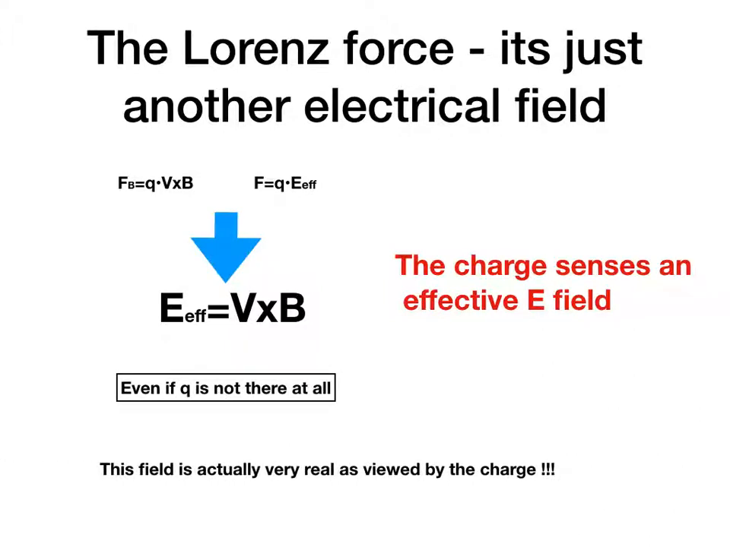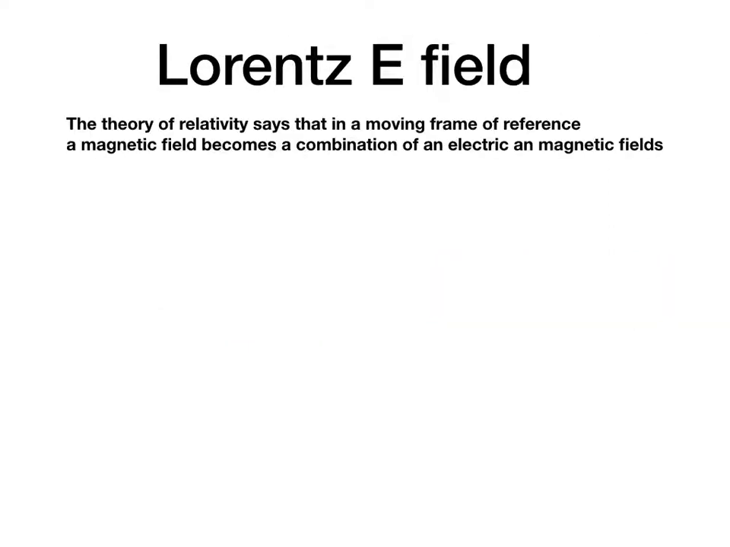Even if there's no charge and you're in some frame which is moving relative to the magnetic field, you will sense an electrical field. Of course, you will need a charge to measure this field, but the field is very real for an observer moving inside a magnetic field. The reason for this electrical field is related to Einstein's theory of relativity. It just says that if you move in a region with a magnetic field, it appears to you as a combination of an electric and magnetic field. But don't worry, I'm not going to talk more about relativity.